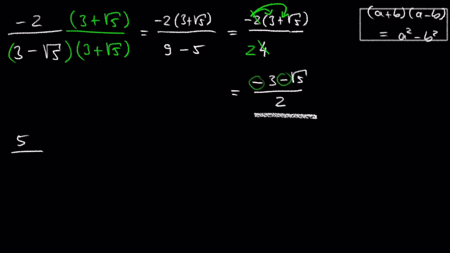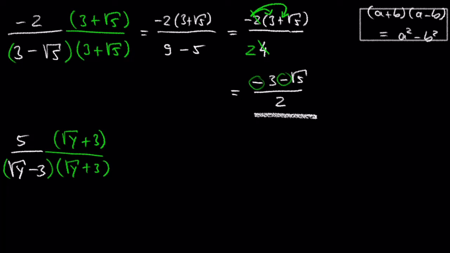Five over the square root of y minus 3. Again, multiplying with the conjugate of the square root of y minus 3, which is the square root of y plus 3. Leads us to y minus 9 in the denominator, and 5 times the square root of y plus 15 in the numerator.